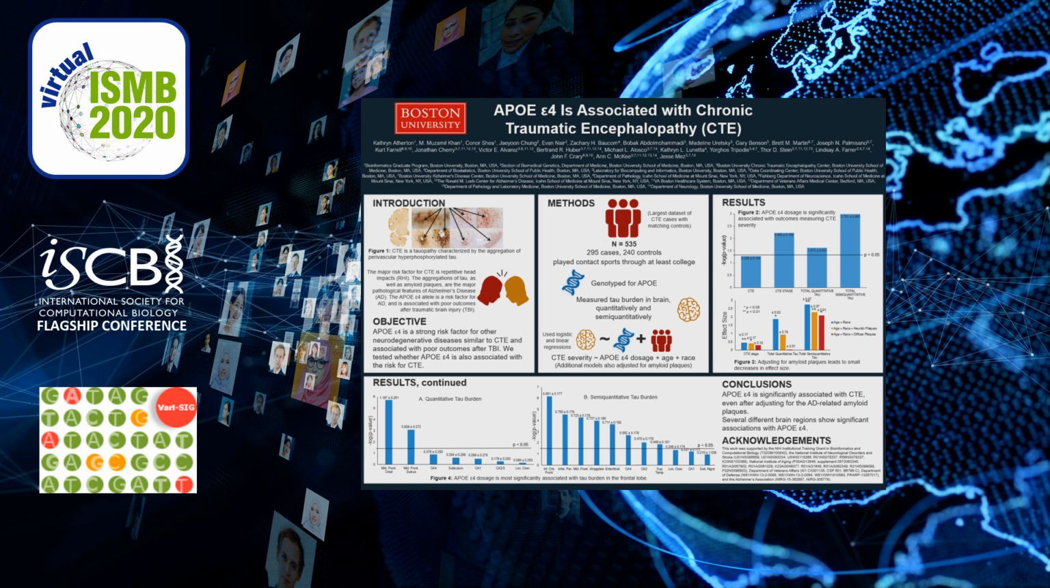We used logistic and linear regressions to analyze the relationship between APOE E4 dosage and CTE and its related phenotypes. All of these regression models adjusted for the subject's age of death and their self-identified race. Additional models also adjusted for neuritic and diffuse amyloid plaques to assess the APOE relationship independent of Alzheimer's-related pathology.